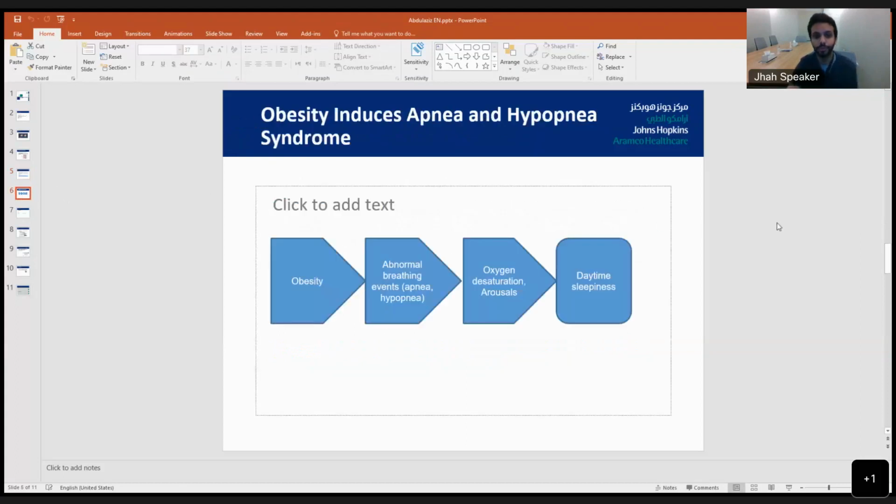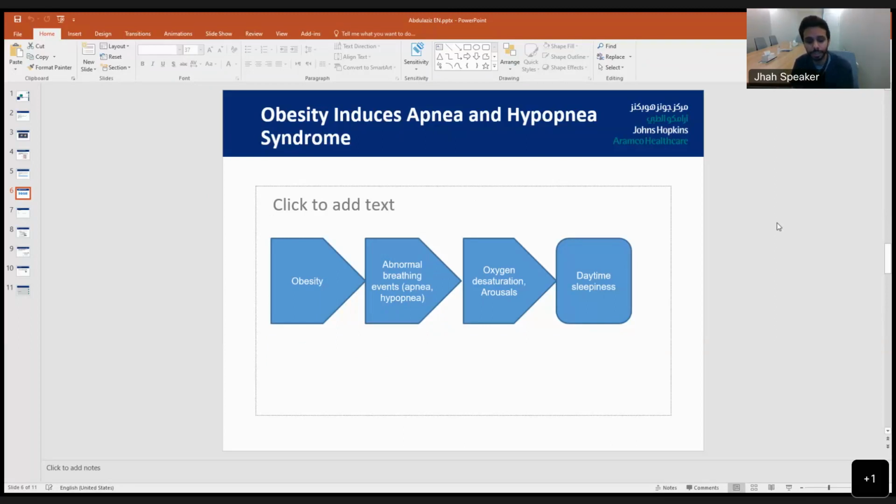So if you go through this algorithm, it says obesity-induced apnea and hypopnea syndrome. So we started with obesity. If the patient is obese, this obesity might cause abnormal breathing events during sleep, including apnea or hypopnea. Apnea is a cessation of breathing. Hypopnea is a decrease of respiratory rate. And apnea and hypopnea both cause oxygen desaturations and arousals at the same time.